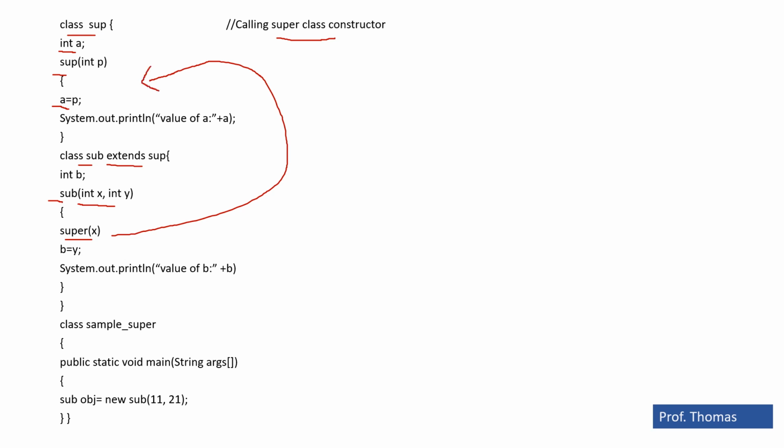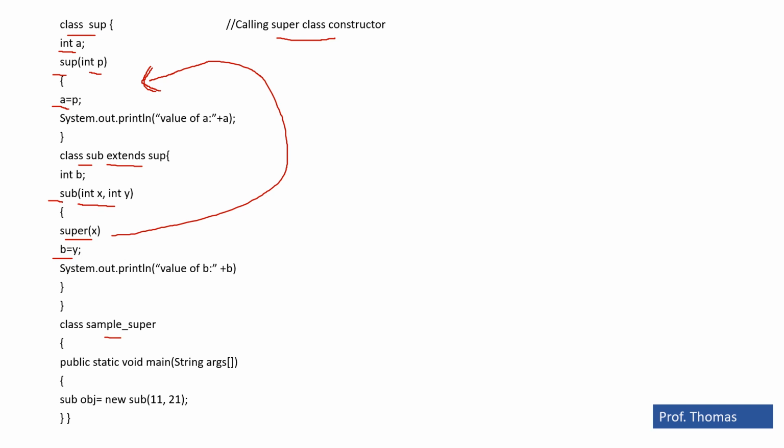it initializes the superclass constructor. It initializes the superclass variable through the constructor. The super(x) calls the superclass constructor. We pass the variable x to the superclass constructor. It initializes the superclass variable a equal to p. Also, the subclass variable is initialized by b equal to y.